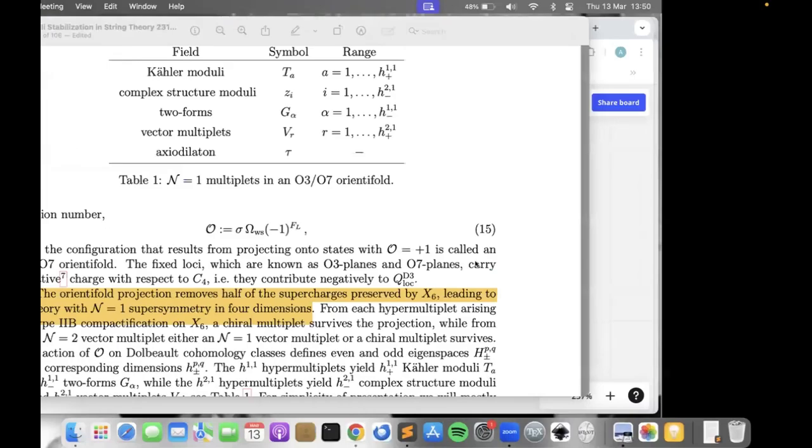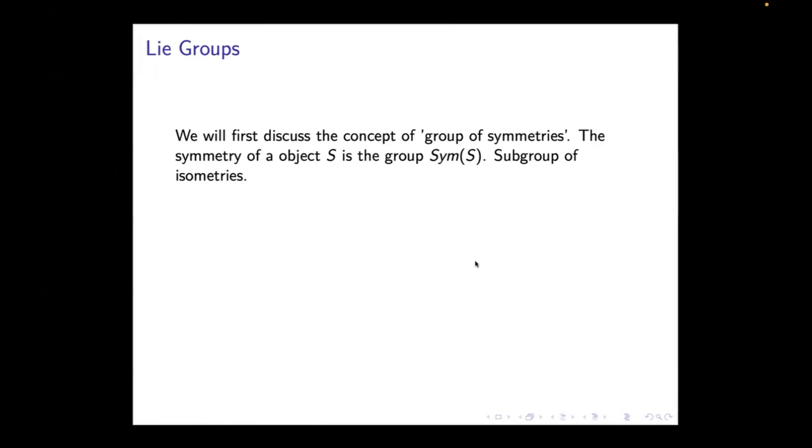So every object has some sort of specific symmetries, and we will call that symmetry group the symmetry of S. So S is an object, and the symmetry of an object is a subgroup of isometries. And isometries is something that you study in topology. Isometries of a space are basically the symmetries of a space, which are not needed here to discuss in group theory.